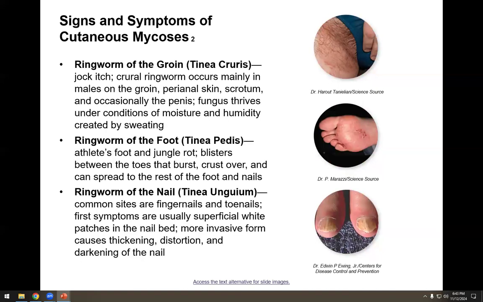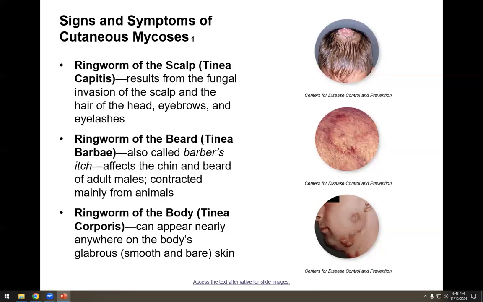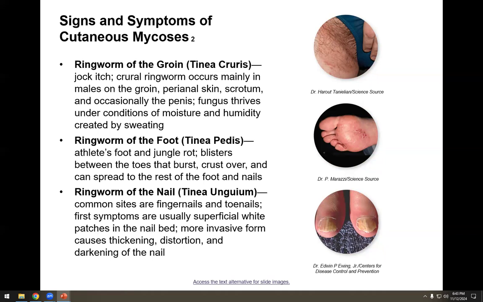The ones that you guys are probably most familiar with will be the foot ringworm or tinea pedis, aka athlete's foot. So we're talking about really, really common stuff here. Obviously the ringworm that you get on your skin, which would be corporis, I believe. That's the body one where you get ringworm on your skin. And then ringworm of the nail, which is also known just as nail fungus.